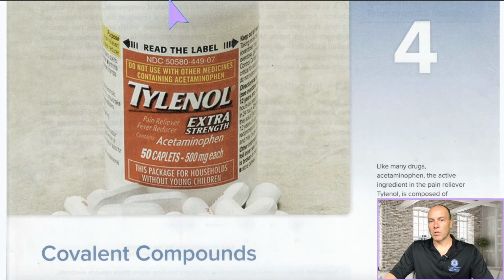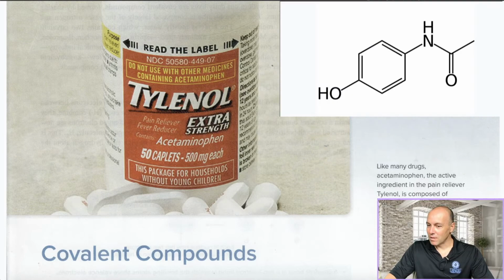You can see in the picture some extra strength Tylenol. This pain reliever contains the active ingredient drug called acetaminophen. Acetaminophen is a covalent compound, and its molecules have an interesting structure, which you can see right here.